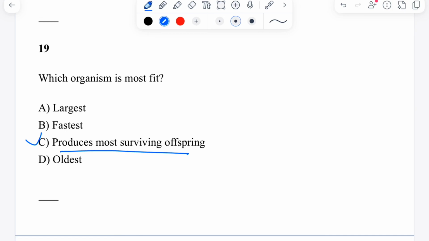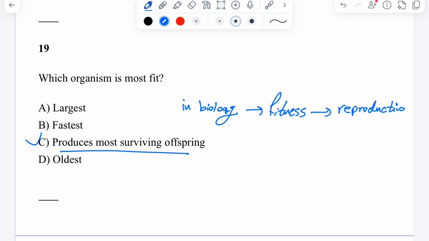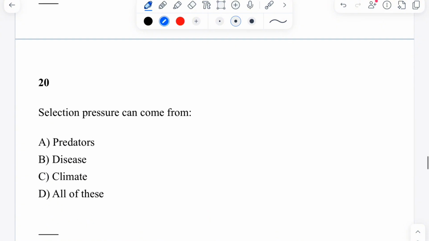In biology, fitness refers to reproductive success. The most fit organisms leave the most surviving offspring.